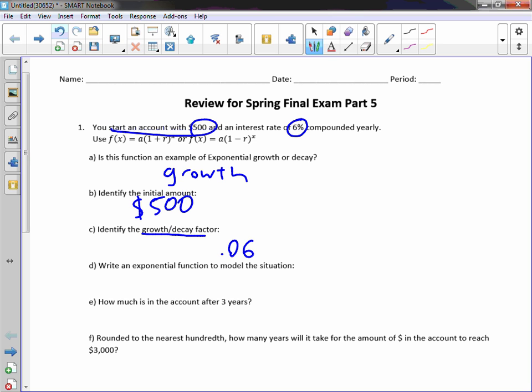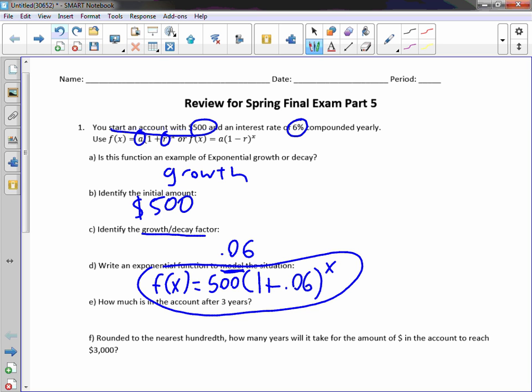Write an exponential function to model this situation. So for the model, we have f of x equals a is always our initial value, so 500. 1 plus r is our growth or decay factor, so we get 1 plus 0.06 to the x. Anytime you see model, that means this type of equation.